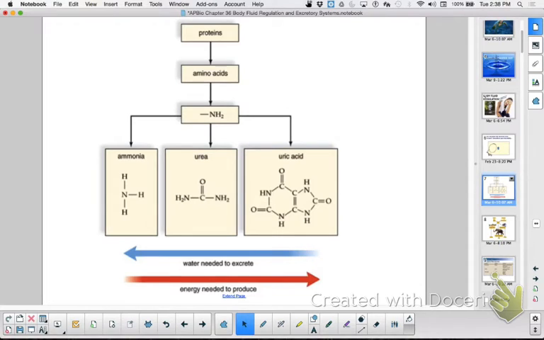So here you have proteins. Proteins are built out of amino acids. When you break down an amino acid, you're going to have an amino group. The more energy you spend, the less water you need to get rid of it, until you could have something like uric acid, like a bird would have, and that doesn't require what?